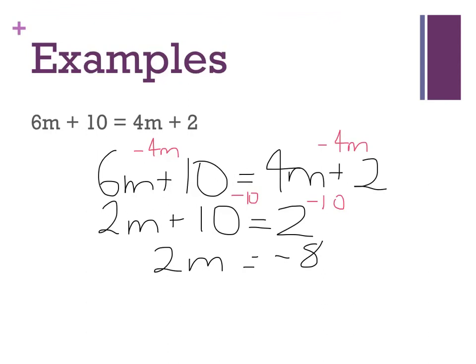2 multiplied by m is negative 8, which means that if I want to find out what m is by itself, I must do the opposite operation and divide this side by 2. If I divide the left-hand side by 2, I must also divide the right-hand side by 2. So m equals negative 8 divided by 2. Well, 8 divided by 2 is 4, and if I've got a negative and a positive, my answer is going to be a negative. So my answer comes to negative 4. And that's it, guys. That is solving equations with pronumerals on both sides.